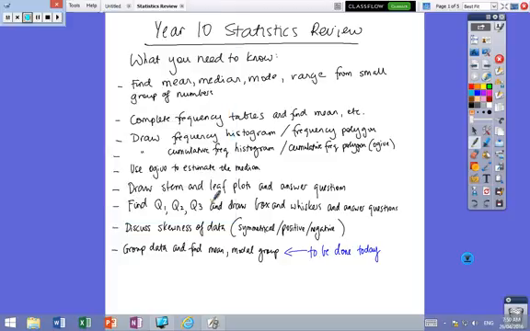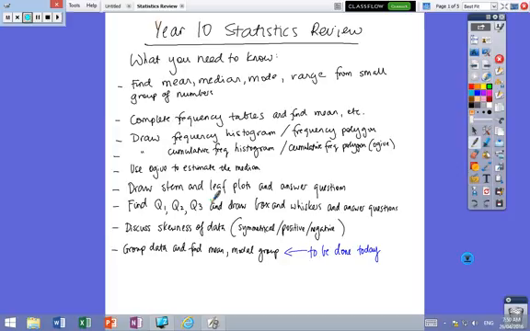Okay, so we're coming up to the end of the topic on statistics. We're just going to cover one more thing, but just so you know what we're going to be looking at in terms of what you can do, there's a list of all the things that you need to be able to do. Mean, median, mode and range from a small group of numbers.